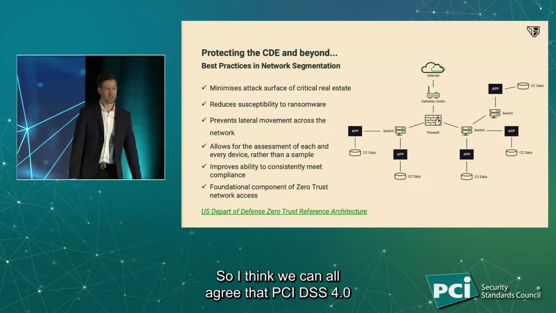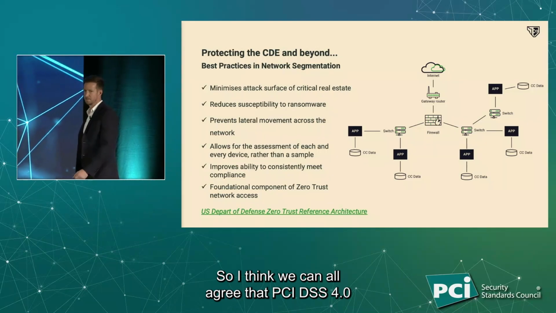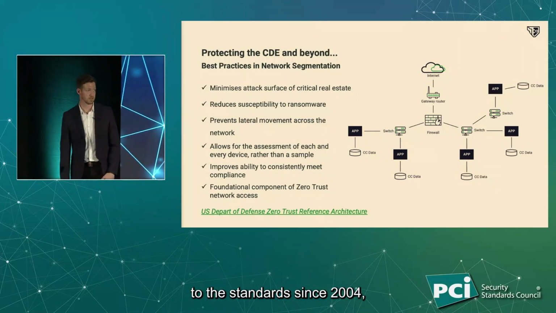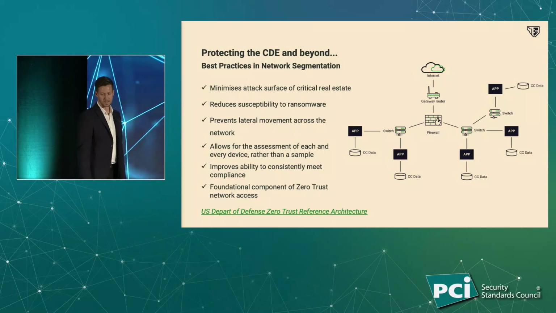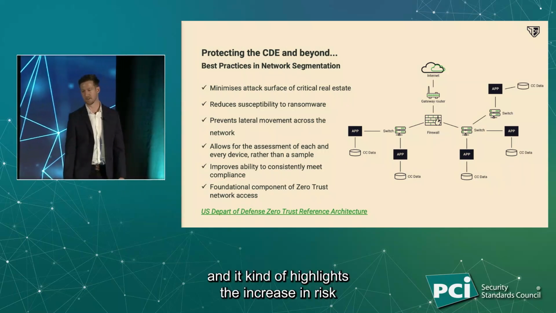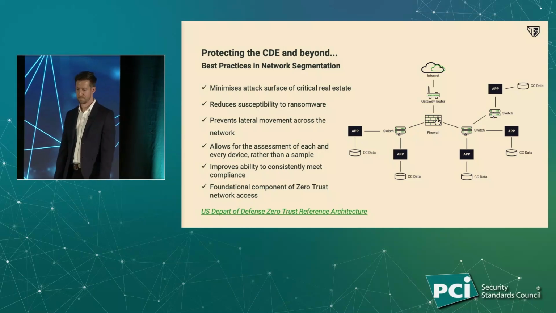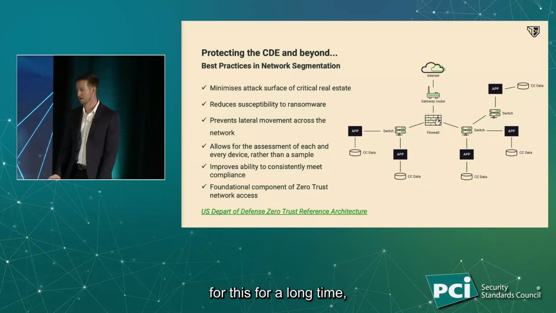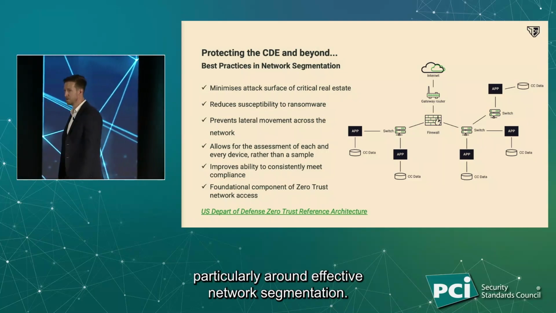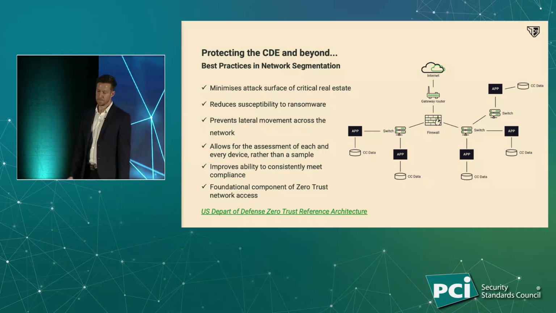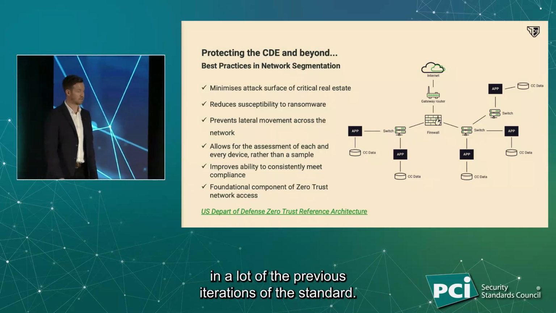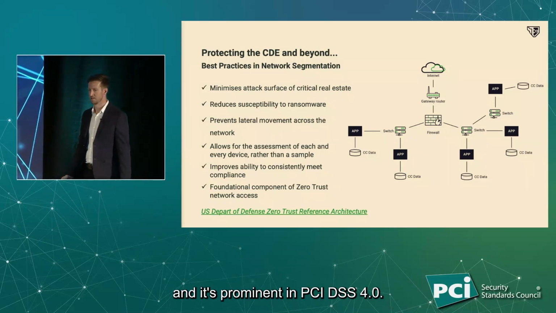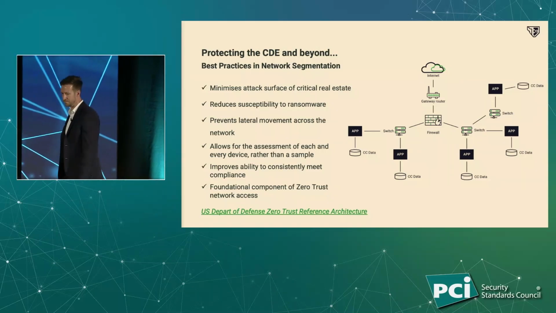I think we can all agree that PCI DSS 4.0 boasts some of the most important and significant changes to the standard since 2004. It highlights the increase in risk that the industry now needs to mitigate. In fact, the council have been leading the way for this for a long time, particularly around effective network segmentation. They've been recommending this in a lot of the previous iterations of the standard. So it's great that it's there and it's prominent in PCI DSS 4.0.